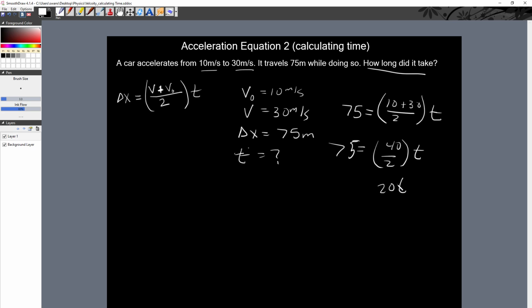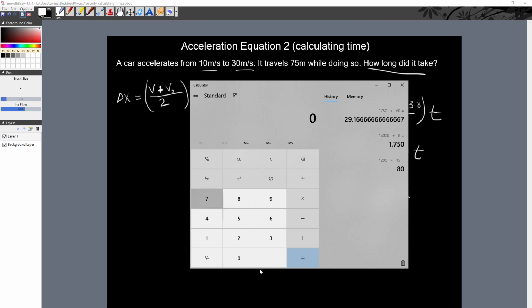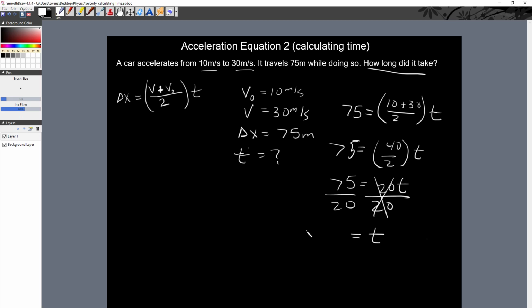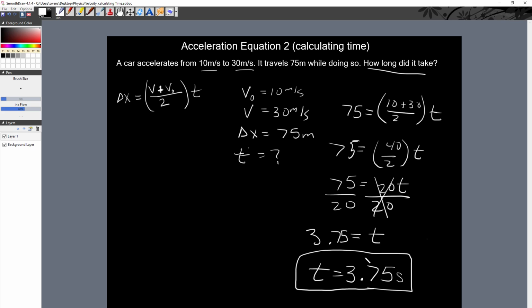What's that end up being? 20 times t is equal to 75. And the math is looking pretty. Let's divide by 20 on this side, divide by 20 on this side, and you guys know that we'll get rid of the 20 there, and we'll just have a t on the one side. And then 75 divided by 20 is 3 point something, I think. Let's see, 75 divided by 20 is equal to 3.75. So that's it. Let me write it the other way so it looks prettier. 3.75. And let's put the unit here because why not? We should be doing that. Time is equal to 3.75 seconds.